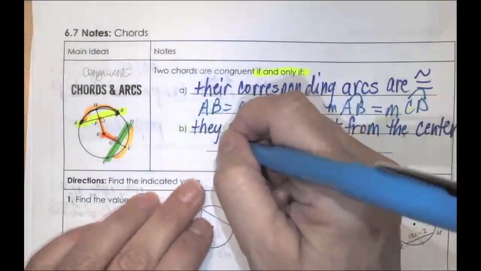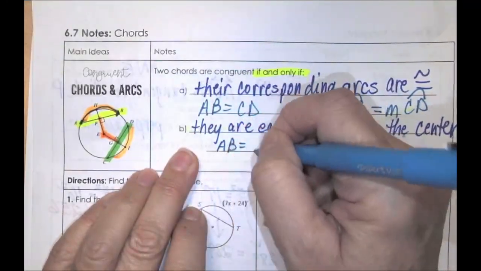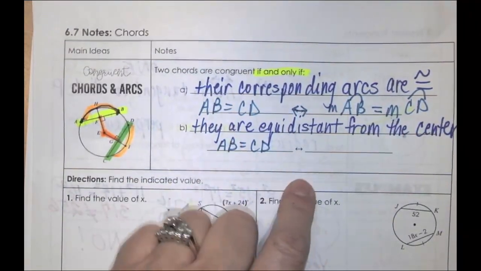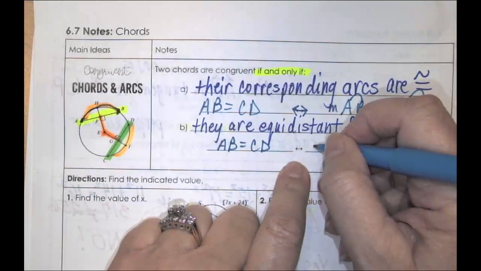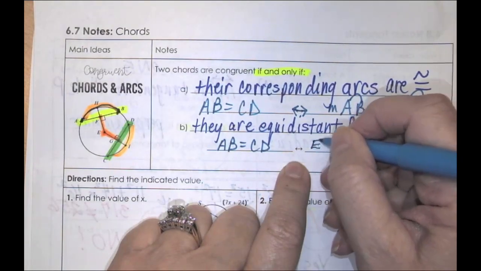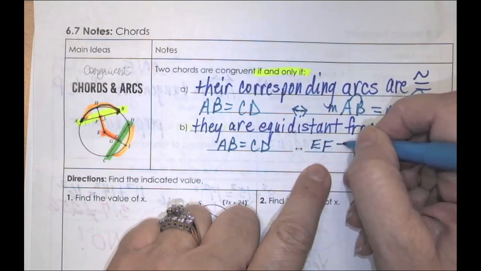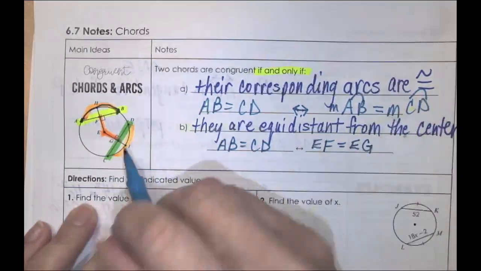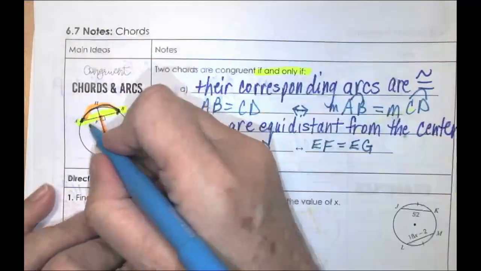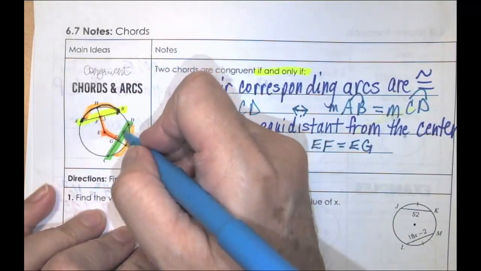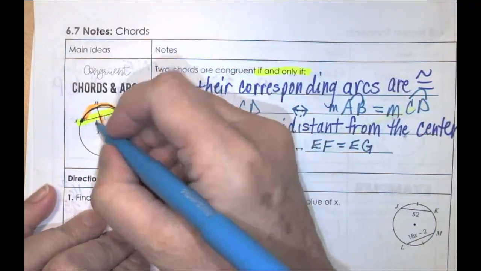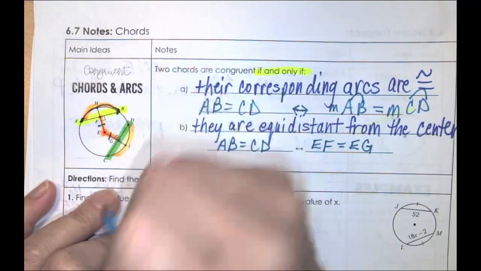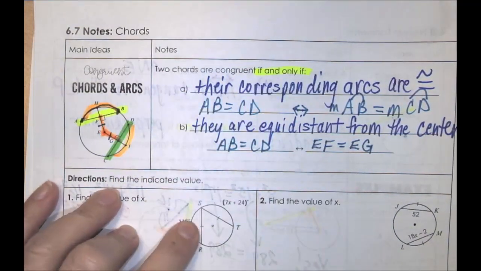So the two chords are equal. Their measure is equal. That's what it means when we don't put the segment symbol over the top. Their measure is equal if and only if the EF and EG units are the same. So if the chords are congruent, then the arcs are congruent, then the distance from the center to the chords is congruent, is the same.